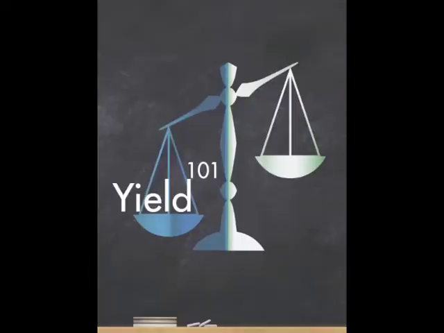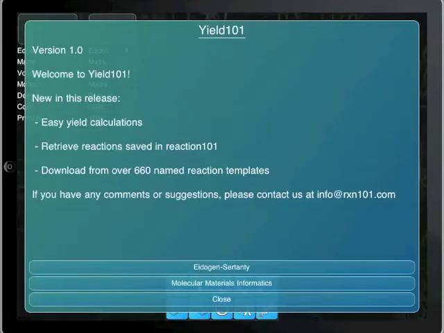Welcome to the Yield101 introductory tutorial. Yield101 is an app for iPhone, iPod, and iPad devices. It is produced by Molecular Materials Informatics and Eidogen-Sertanty. Yield101 is designed to be a useful lab bench tool for preparatory chemical reactions before, during, and after the experiment.